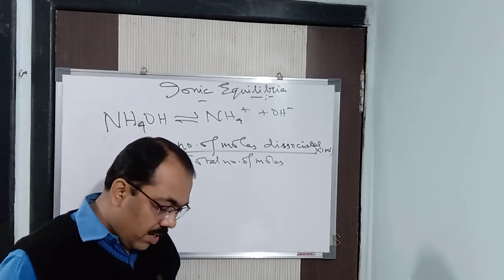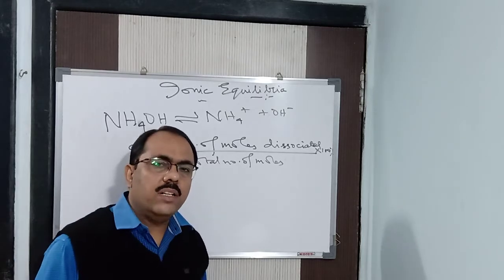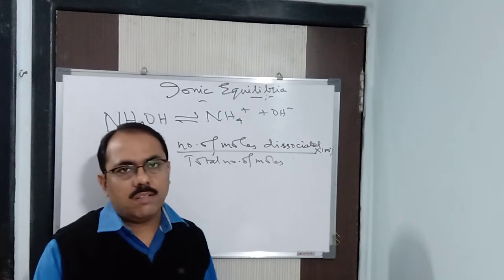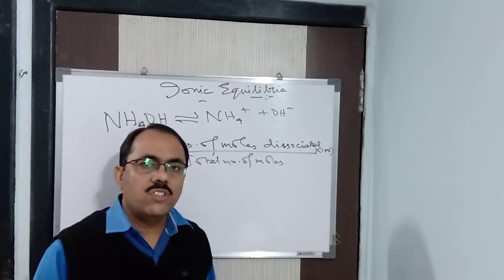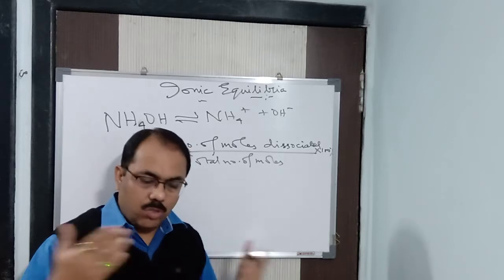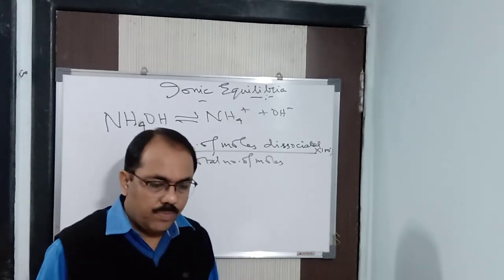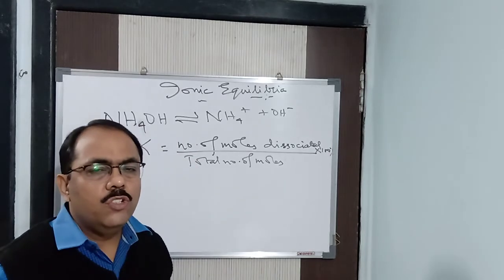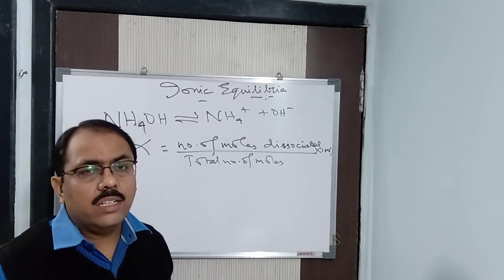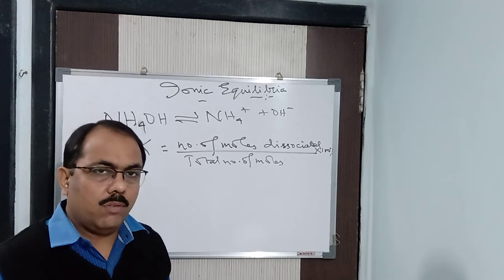Alright. So in this way, the difference between dissociation and ionization: I have seen many students sometimes say dissociation, sometimes say ionization. No, you cannot use dissociation or ionization according to your wish, whatever comes to your mouth. Dissociation is a term used for ionic compounds, and ionization is a term used for covalent compounds.